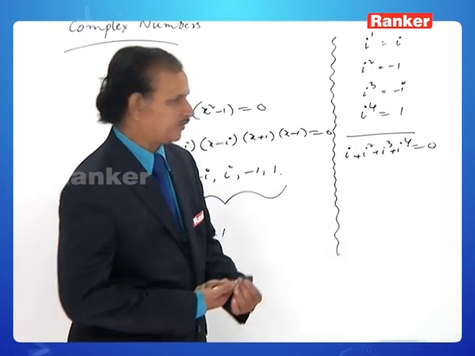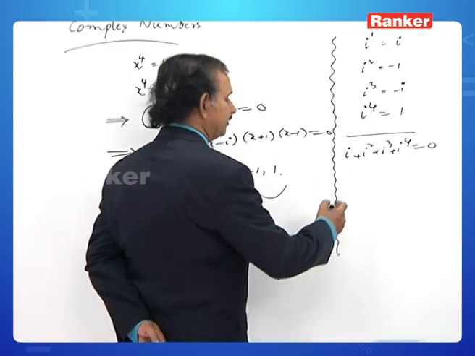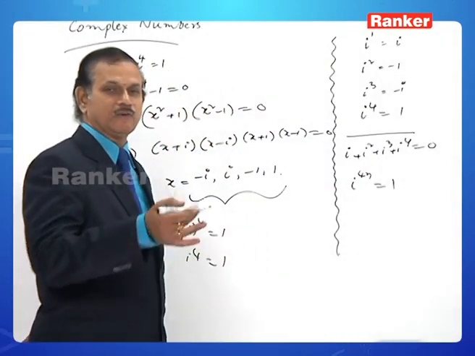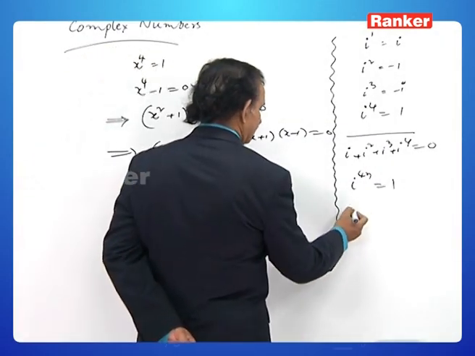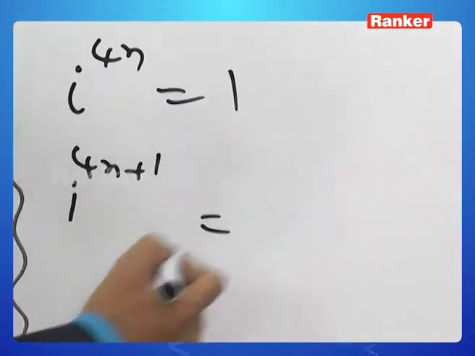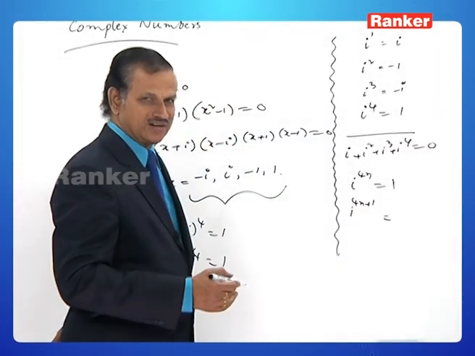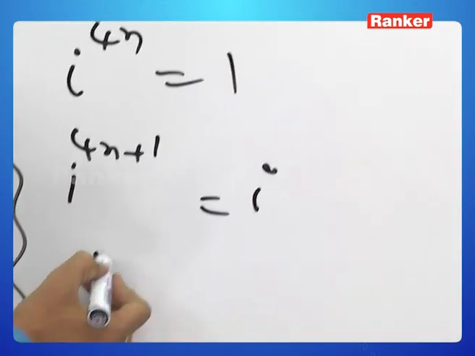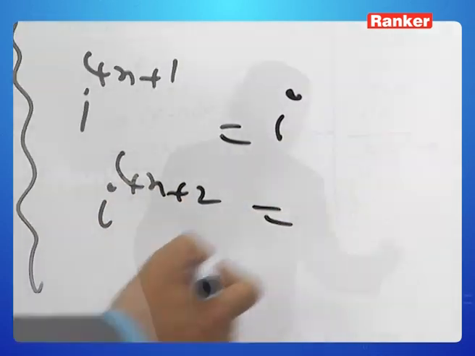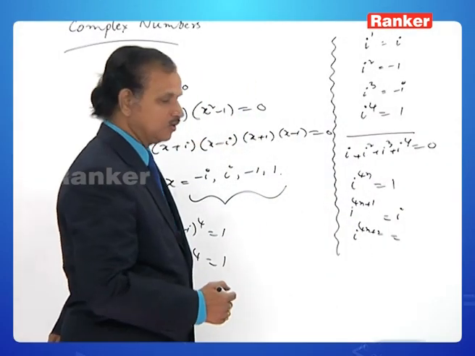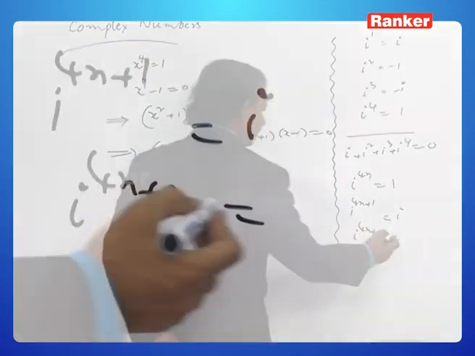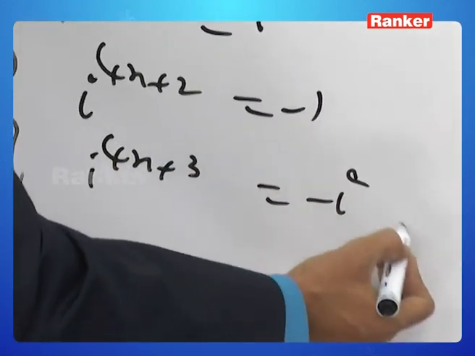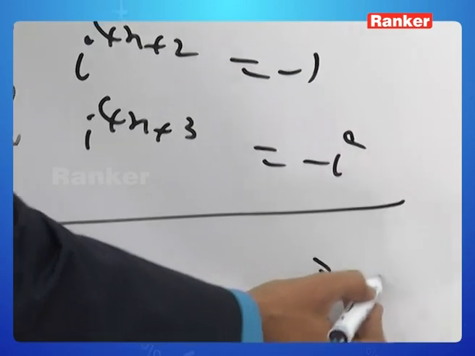Yes, why not? Look here, as i power 4 is 1, i power 4n is always 1, because (i power 4) whole power n is 1. If it is i power 4n plus 1, what is this? i power 4n into i power 1, i power 4n is 1 into i is i. i power 4n plus 2 is i power 4n into i square. What is i power 4n? 1. i square is minus 1. i power 4n plus 3 is i cube, is minus i. Add all of them. Again you will be getting 0.